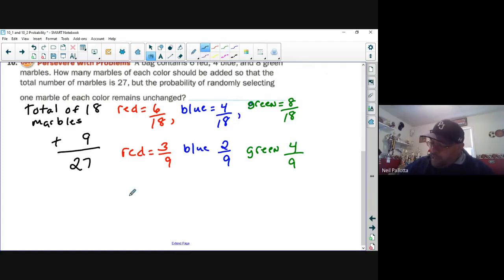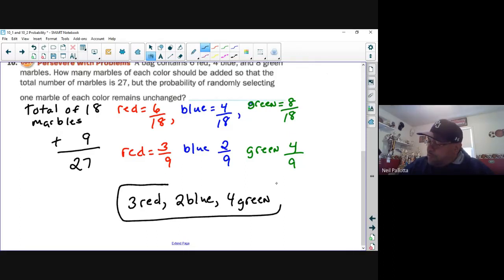Well, we have our answer now. We'd have to add 3 red marbles, 2 blue marbles, and 4 green marbles, because we're asked how many marbles of each color should be added so that the total is 27, but the probabilities don't change. By adding a total of 9 marbles, we get to 27 from 18, and we've kept our probabilities the same because we've used equivalent fractions.